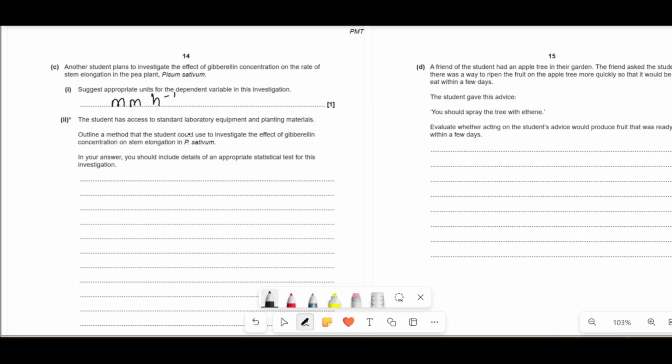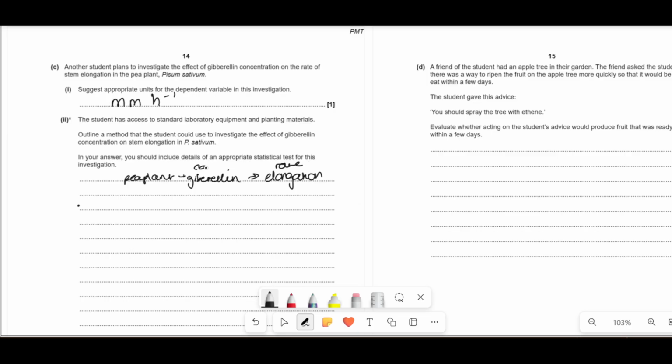So the student has access to standard laboratory equipment and planting materials. Outline a method that the student can use to investigate the effect of gibberellin concentration on stem elongation. In your answer, you should include details of an appropriate statistical test for this investigation. So you need to figure out what the objective is. The objective is just that you've got pea plant plus gibberellin, which maybe makes it elongate. That's the whole thing, the facts that you can establish from this question. Now you need to think of how you're going to do this as an experiment. So what we're doing again is we're looking at pea plant plus gibberellin elongation, and we're looking at if concentration changes the rate of it.